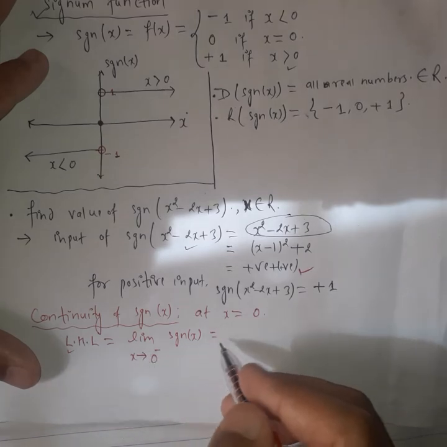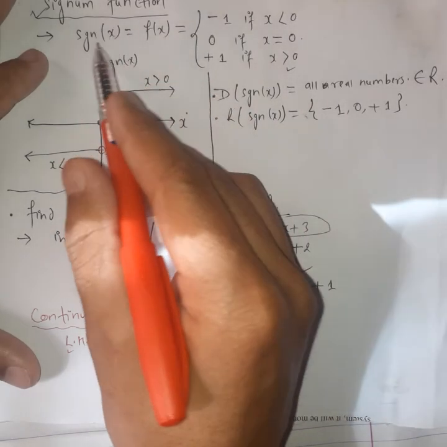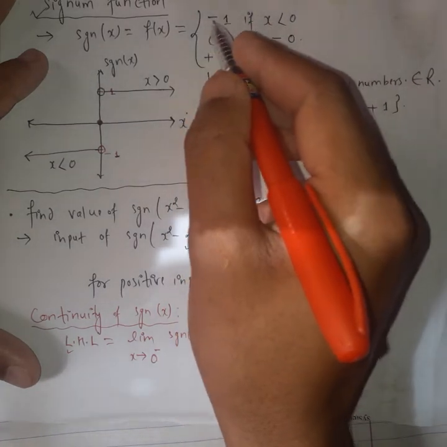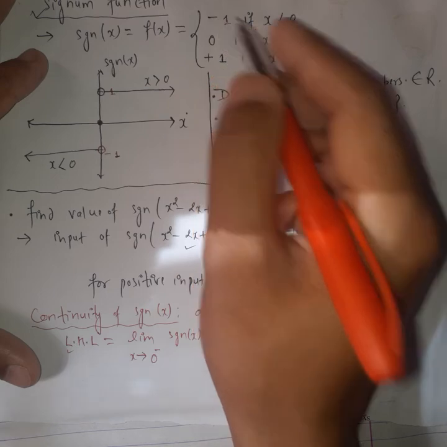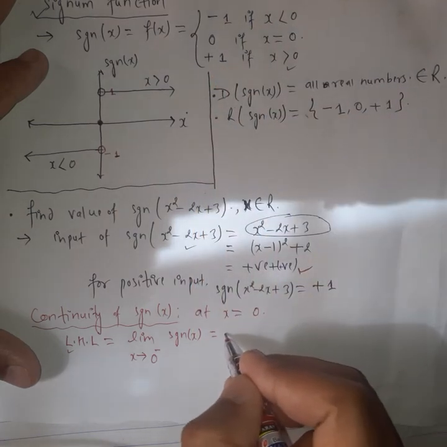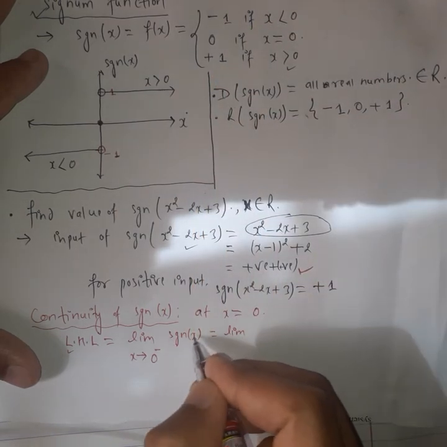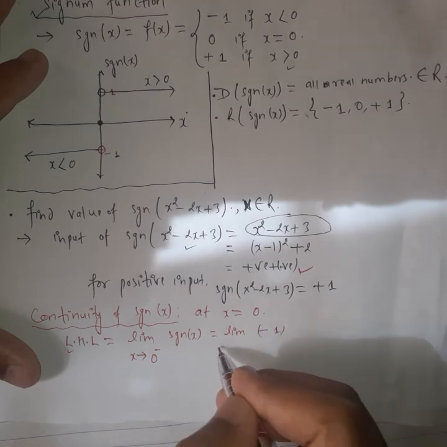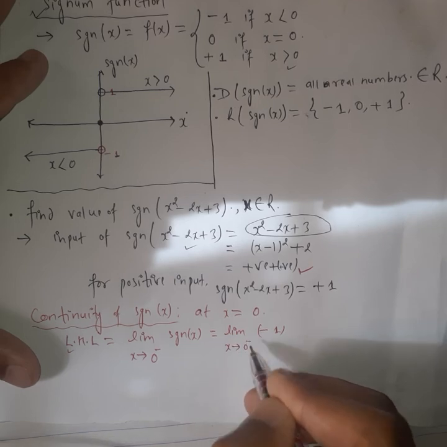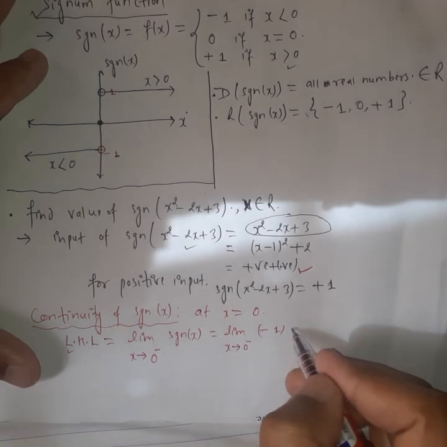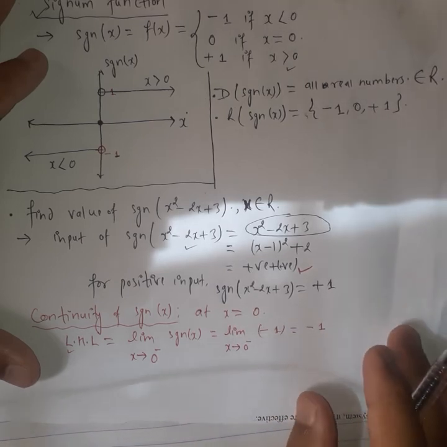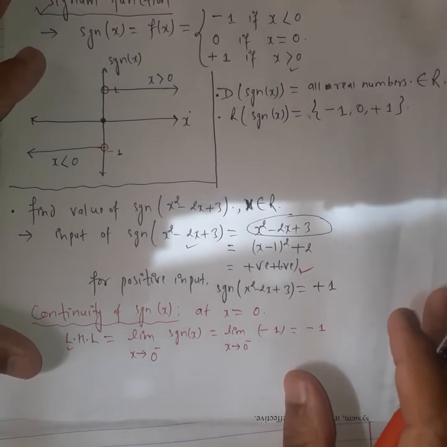This means we are going to take the negative inputs. For the negative inputs, the result of the signum function is negative 1. So the limit of the signum function for the negative input is negative 1, as x approaches 0 from the left hand side. Here we calculate the left hand limit. The value of the left hand limit is negative 1.